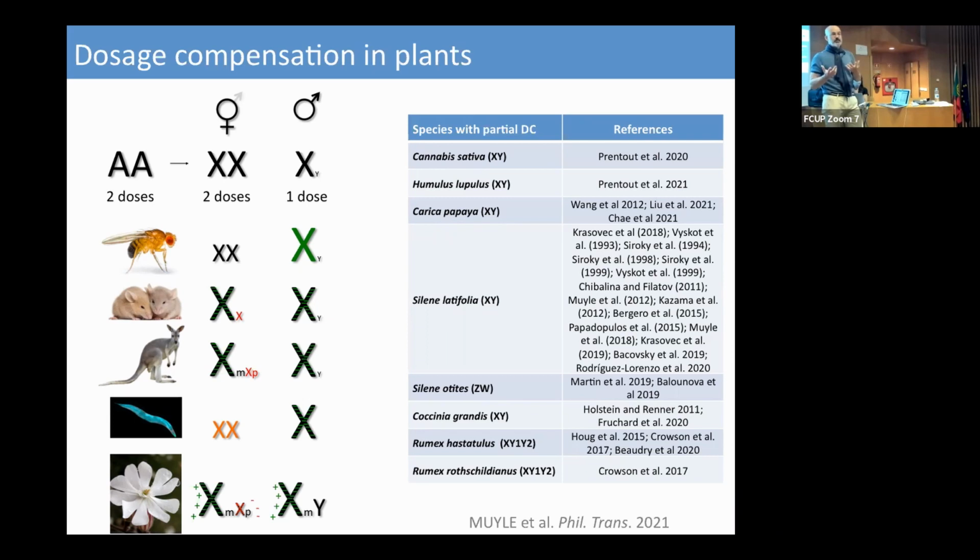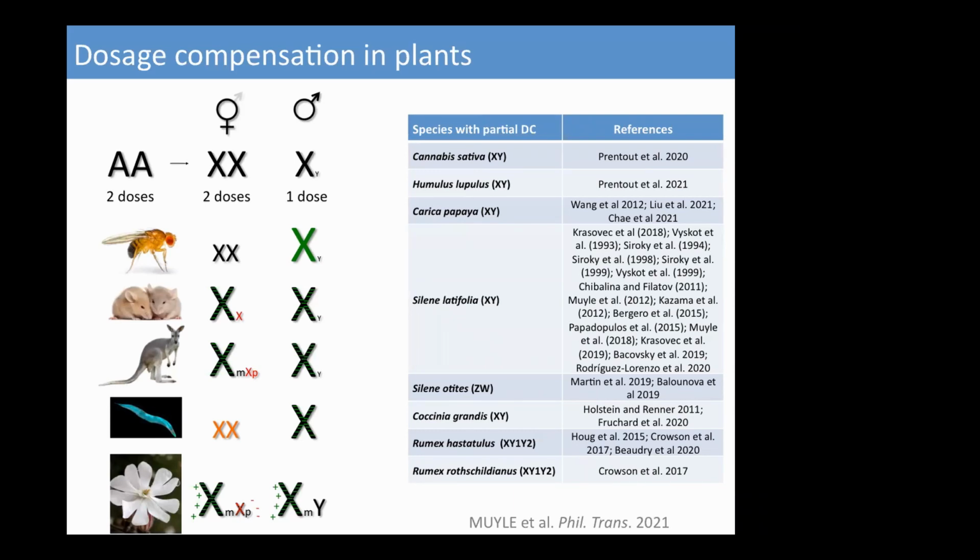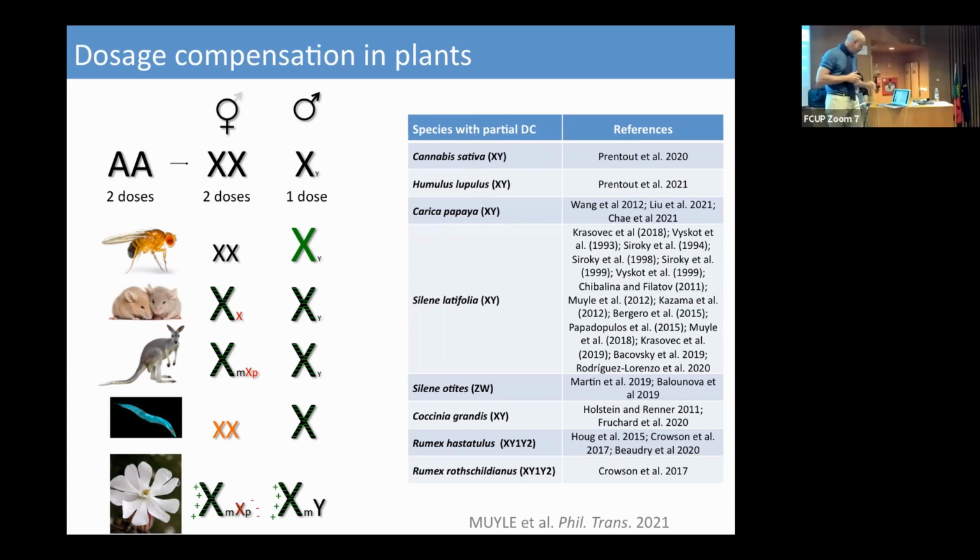And also the big surprise was to find it in such a recent system, because from the studies in animals, people thought that it was really difficult to evolve dosage compensation mechanisms, because it was found only in old systems, and we found actually a dosage compensation mechanism in an 11 million years old system.